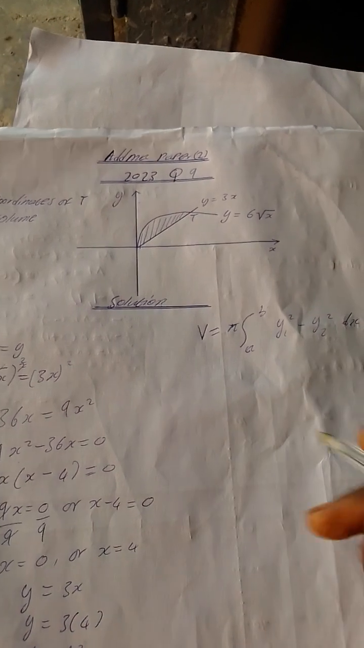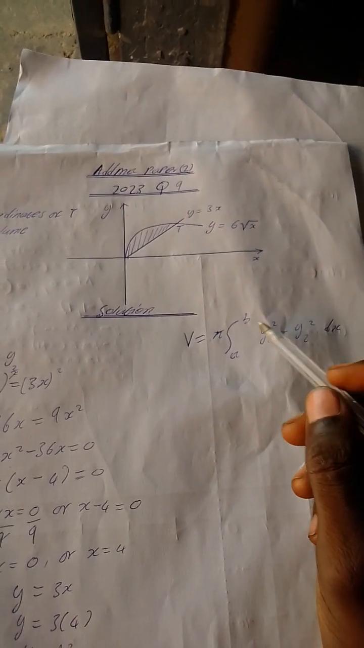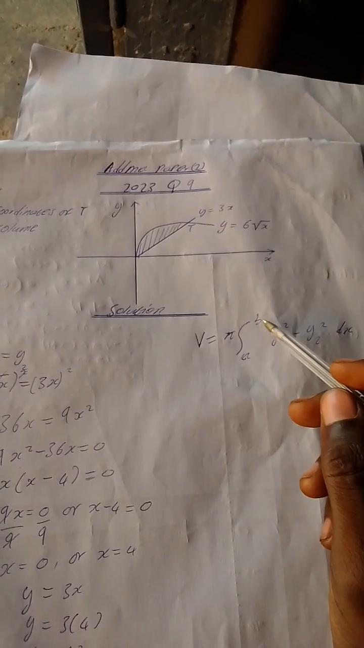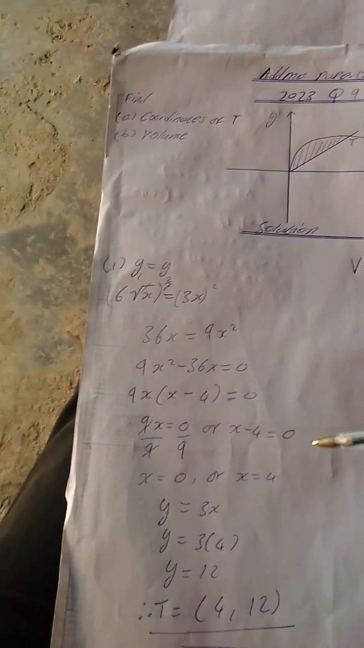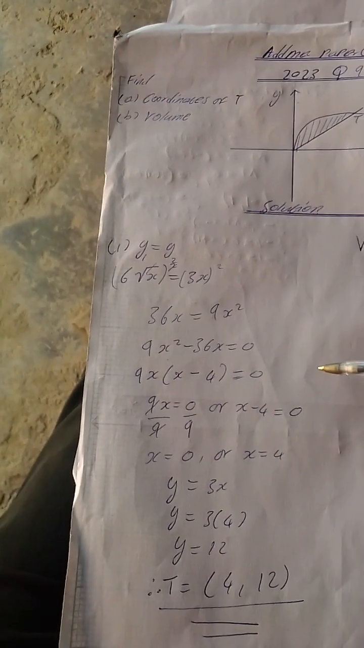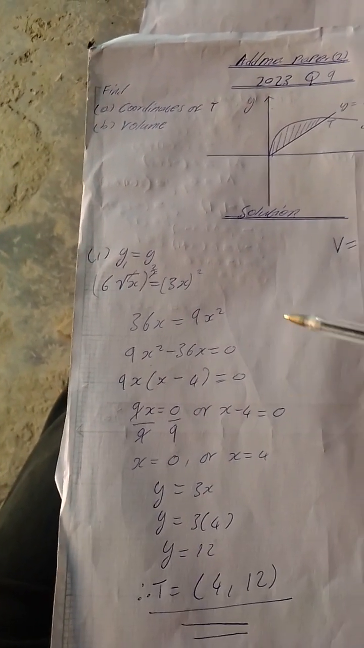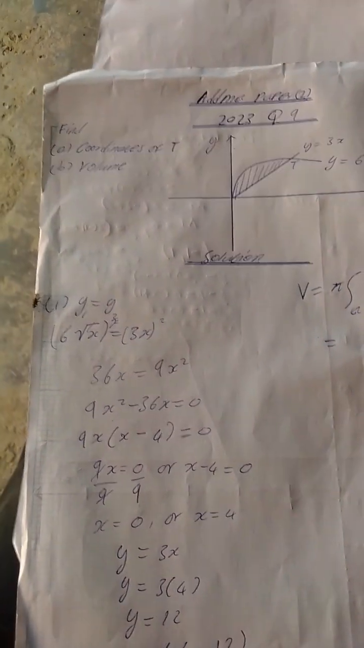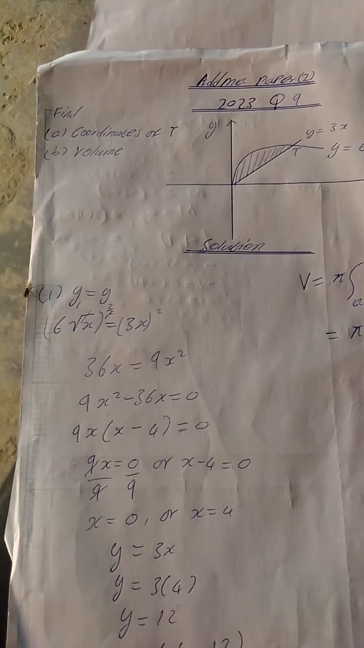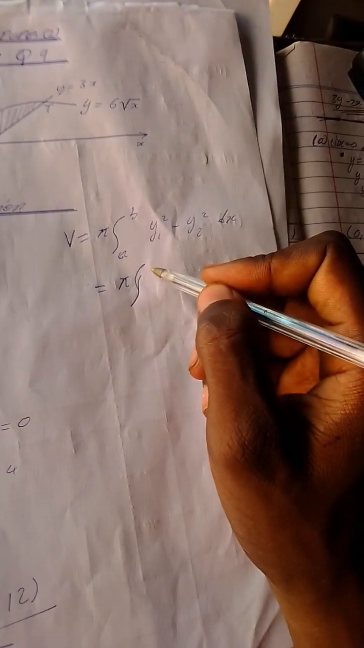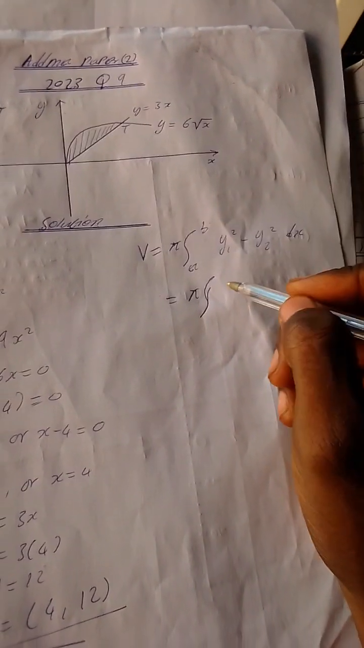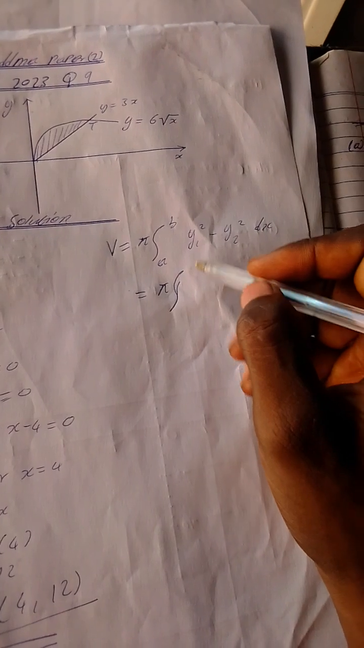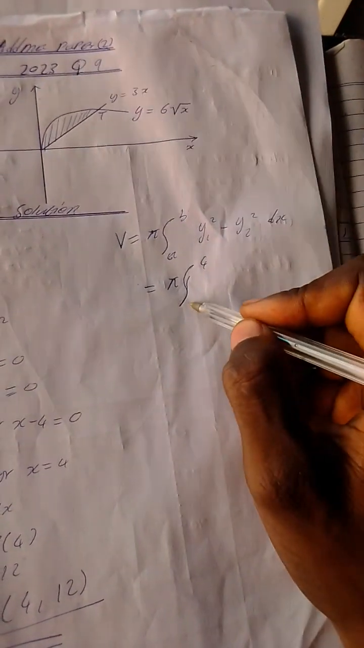So here what you do next, you just substitute. When you want to put the limits a and b, you get them from the x values you have found here. When you're trying to find the coordinates of t, what are the x values? They are 4 and 0. So we substitute pi, the upper limit will be 4 and the lower limit will be 0.